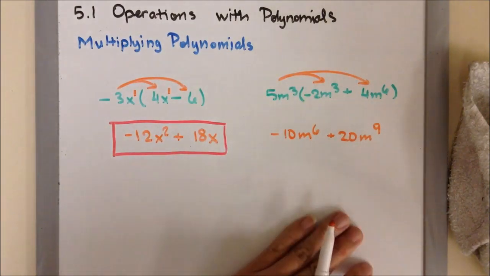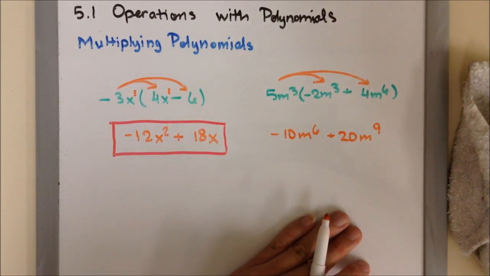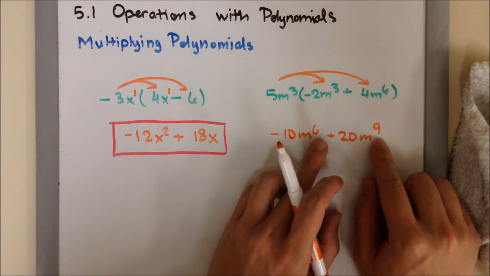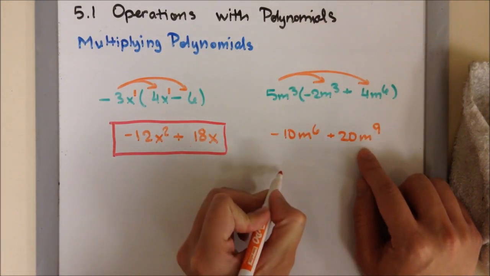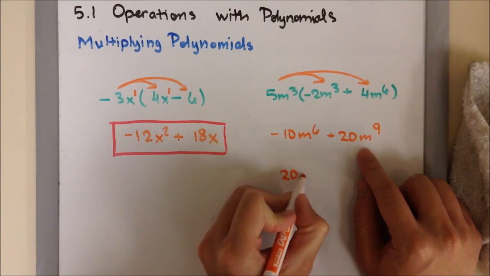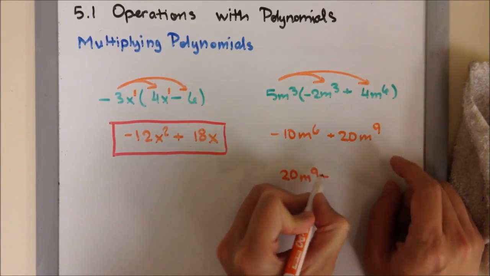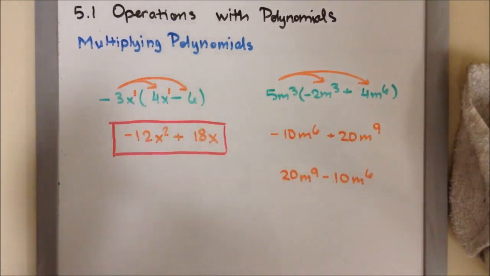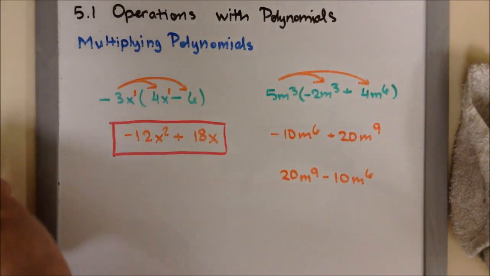Alright, once I finish distributing, multiplying, I'm going to put it in order. My m to the 9th is higher than m to the 6th, so plus 20m to the 9th will go first, and then minus 10m to the 6th power. And then that will be our final answer.